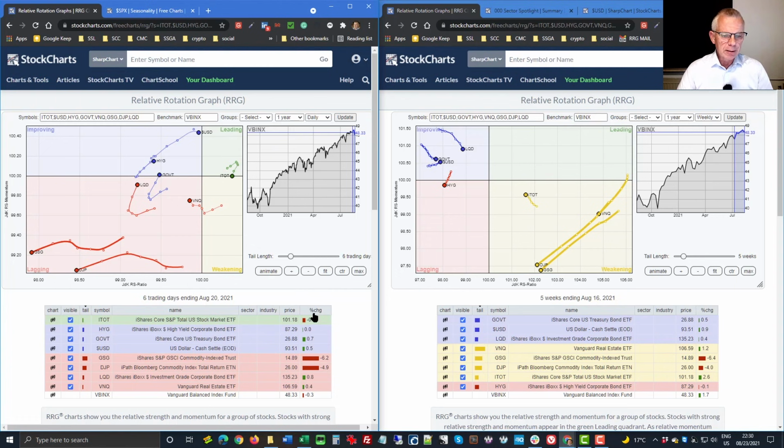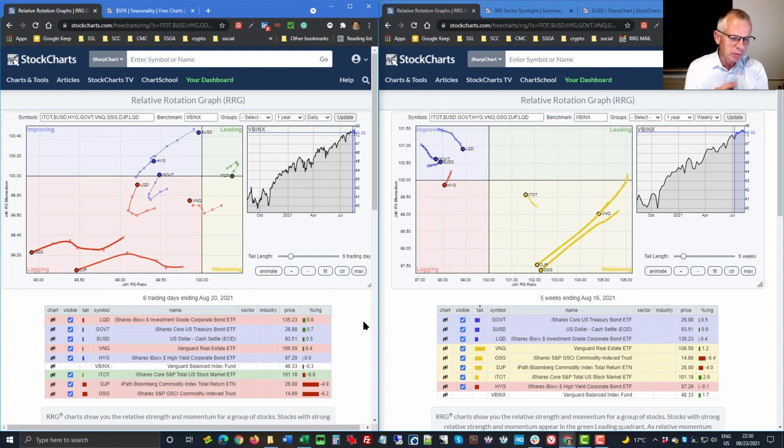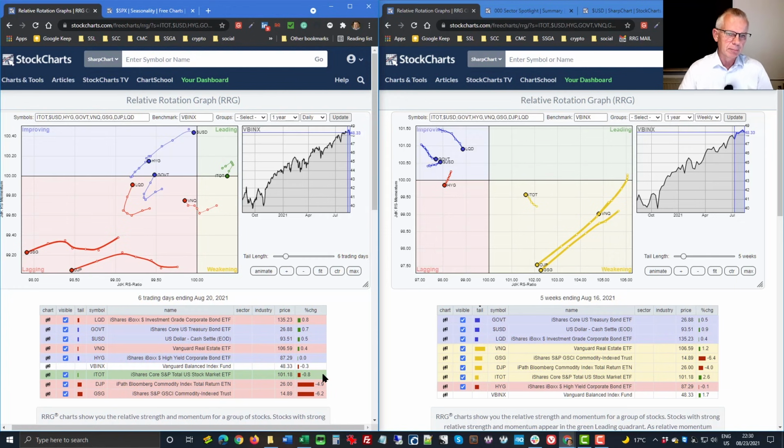If you look at what we saw in terms of performance, the benchmark is down 30 basis points, minus 0.3%. Not much. The stock market is underperforming the benchmark. So stocks were down 0.8% over the last week, crawled up a little bit. If I go back one day, then you see that it was a little bit more than a percent. So today is actually bringing that back up to that level. If we look at the rotations, then you see the rolling over of ITOT inside the leading quadrant, now very close to hitting weakening.